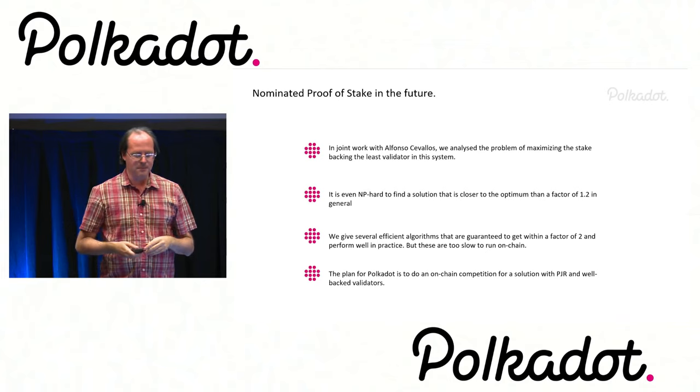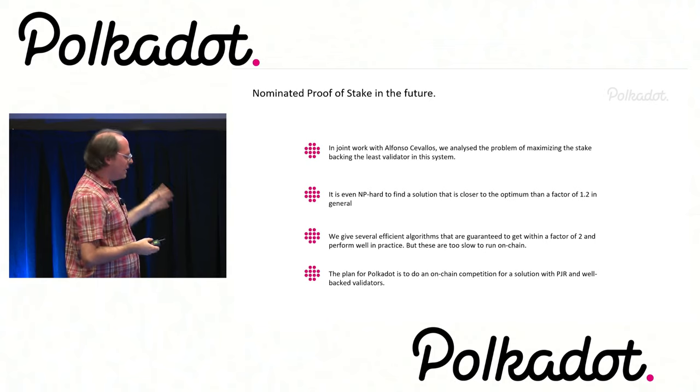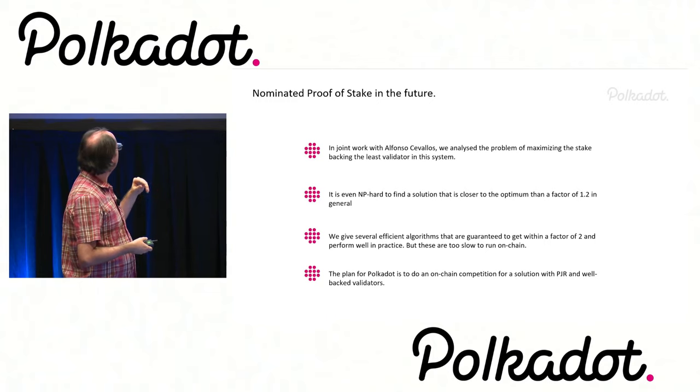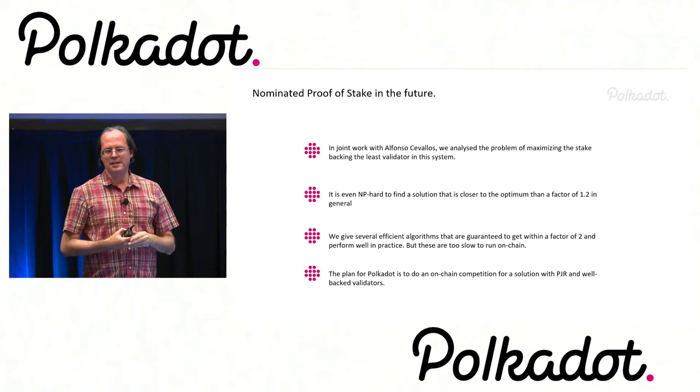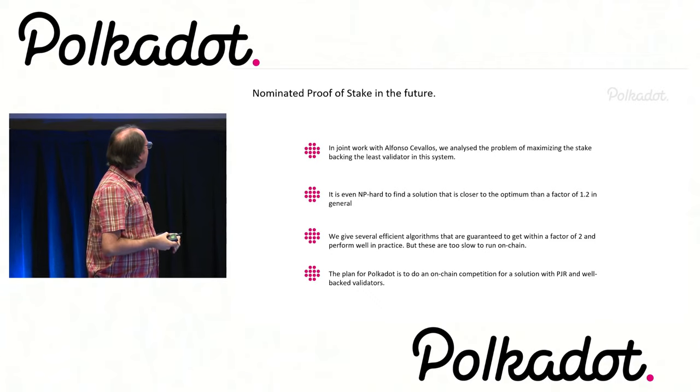But of course, with these NP-hard things, generally we're probably not going to get anything. And we actually give an algorithm which gets a factor of 2 approximation. And probably in practice, it's going to do very much better. And they're efficient enough, but not quite efficient enough to go on chain. In fact, even this heuristic is getting a bit slow for Kusama. So what we're going to have to do is do it all off chain.